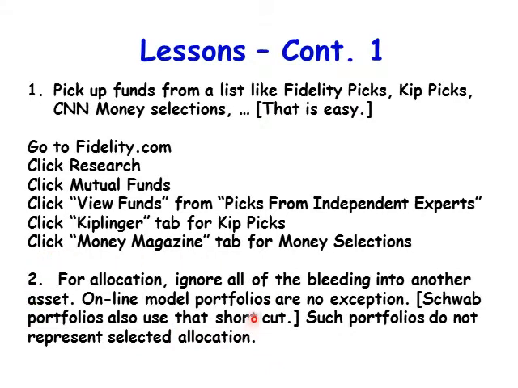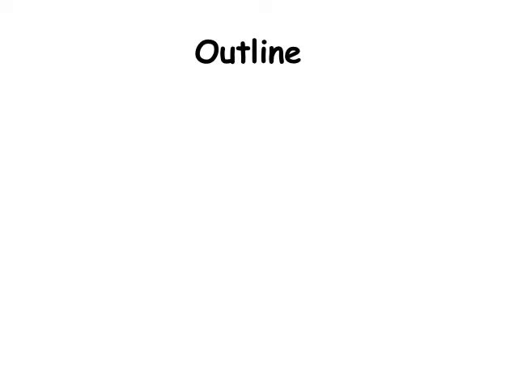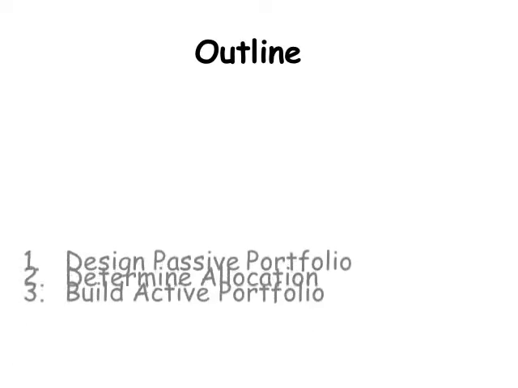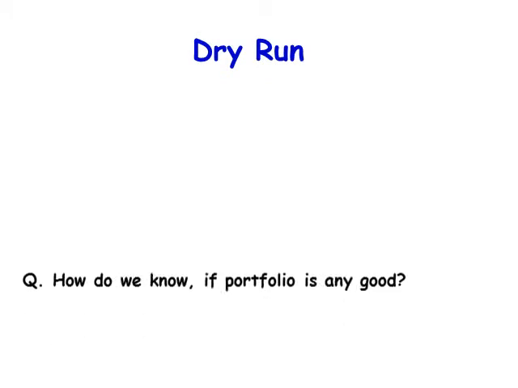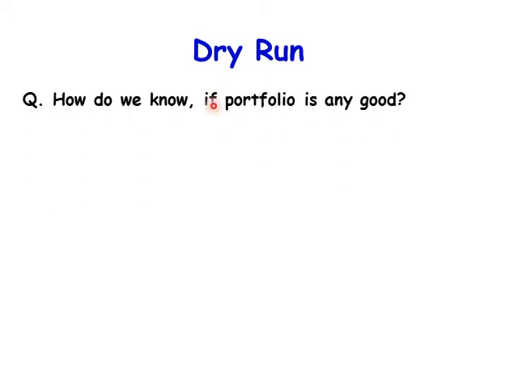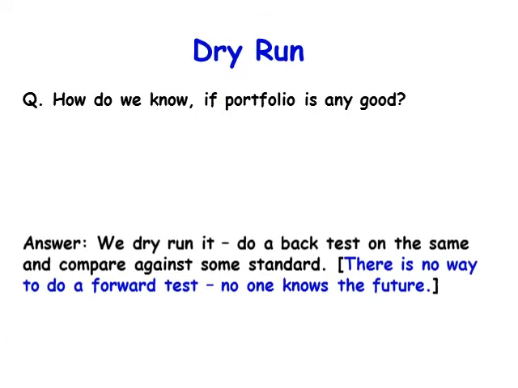So we can say we designed a 60-40 portfolio, but in fact it is not 60-40. And most likely it's going to have more in income than we designed for. Okay, let's go to the next section. We already covered the first 3 sections here, and now we are going to do the last section, which is the dry run. How do we know if a portfolio is any good?